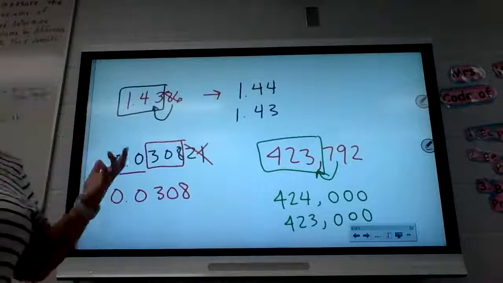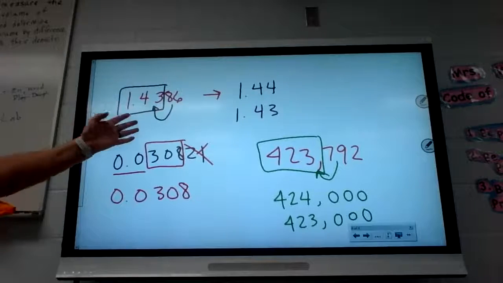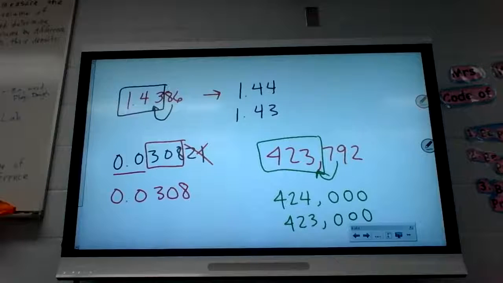Think about it in terms of money. If you had $423,792 in your bank account and I dropped you to $423 when I rounded you off for significant digits, would you be happy with me? Absolutely not. Okay? So you want to round so that you have roughly the same amount of money.